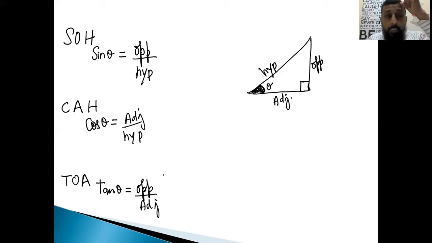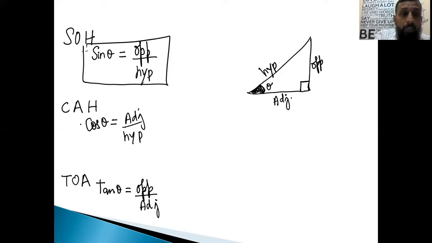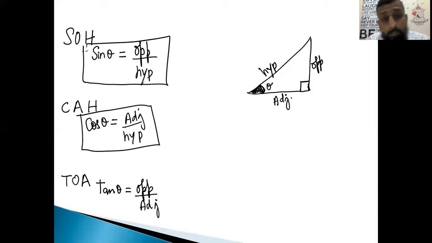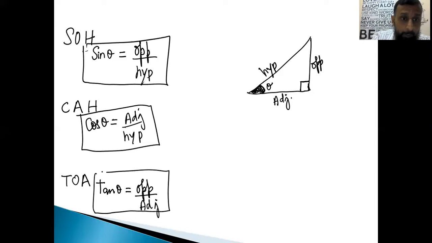All right, boys and girls, with the help of these three magical words, we have formulated the three ratios. Sine theta equals opposite upon hypotenuse. Cos theta equals adjacent upon hypotenuse. And TOA, tangent theta equals opposite upon adjacent. All right, boys and girls, I hope this makes sense to you.